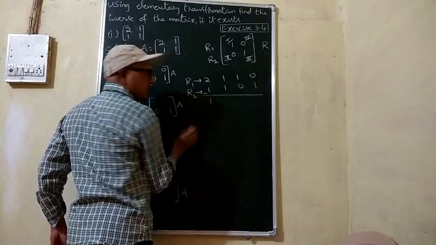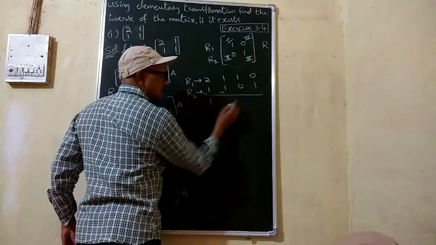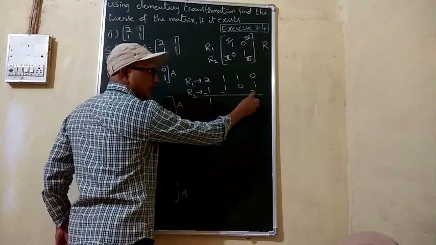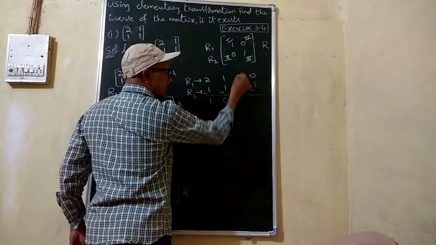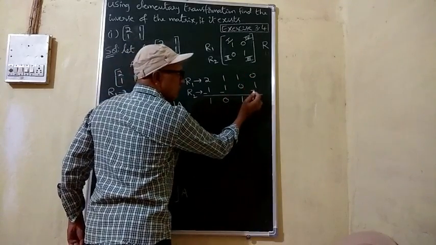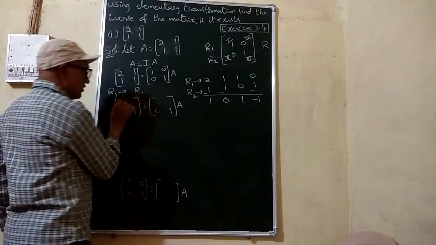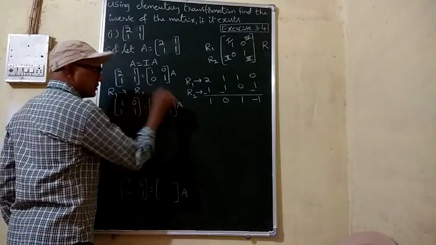In subtraction, the signs get changed. Plus it was, it becomes minus. Be very careful with this. 2 minus 1 is 1. 1 minus 1 is 0. 1 minus 0 is 1. 0 minus 1 is minus 1. So the first row becomes 1, 0, 1, minus 1.